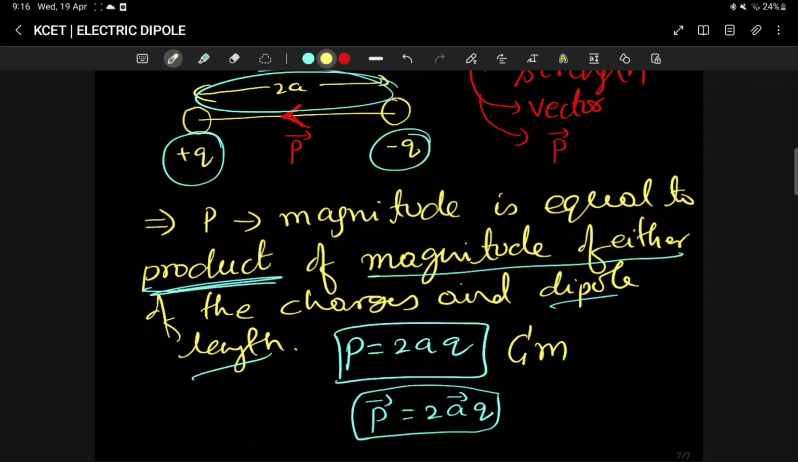Now let us discuss about what if we place this electric dipole in an electric field.